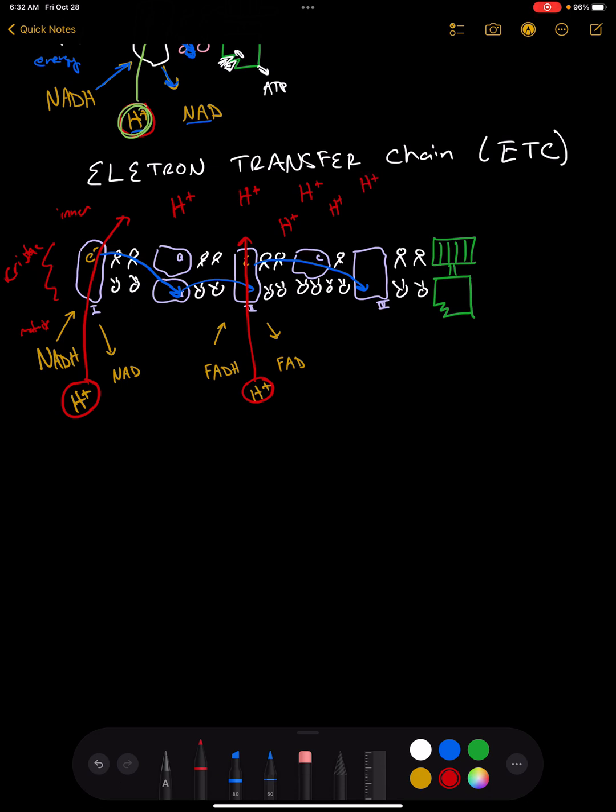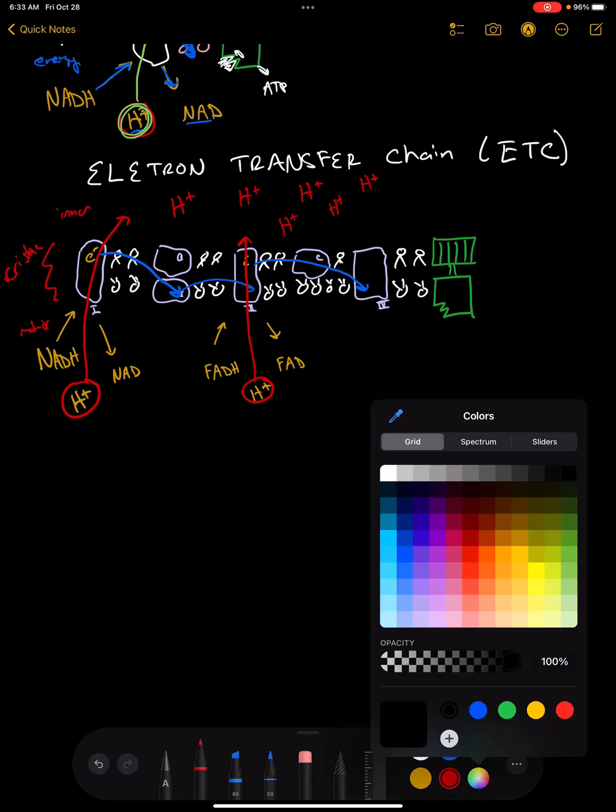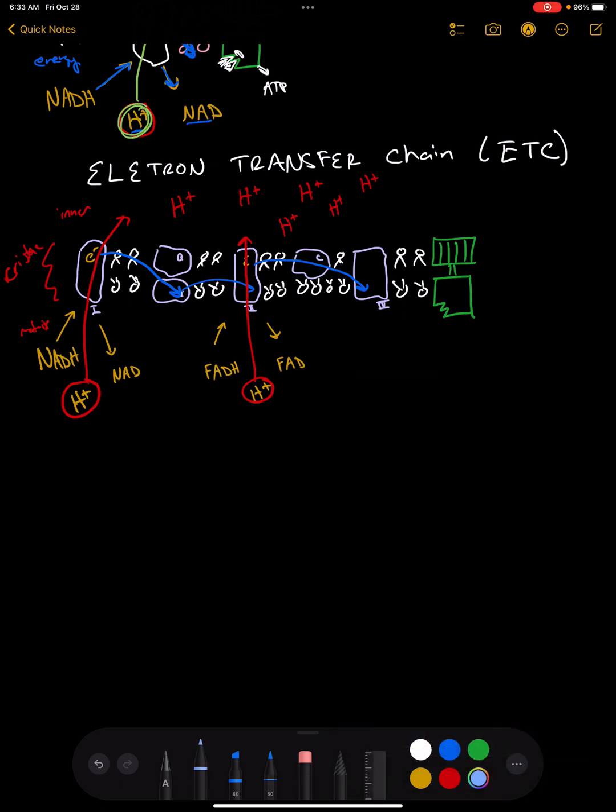So I start getting those there. Now that I have these protons over on this side of my membrane, they want to go from a high to a low state because they want to reach equilibrium, and they start to go through this ATP synthase. When they go through ATP synthase, that makes this top part spin, right?